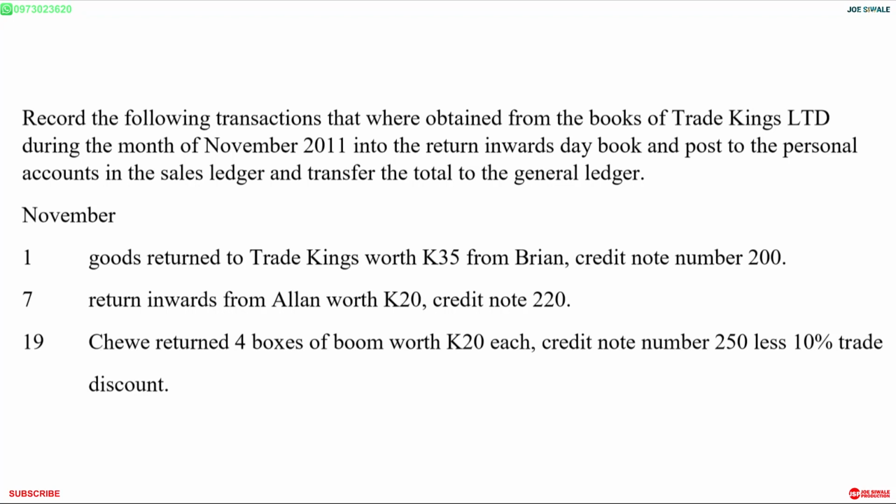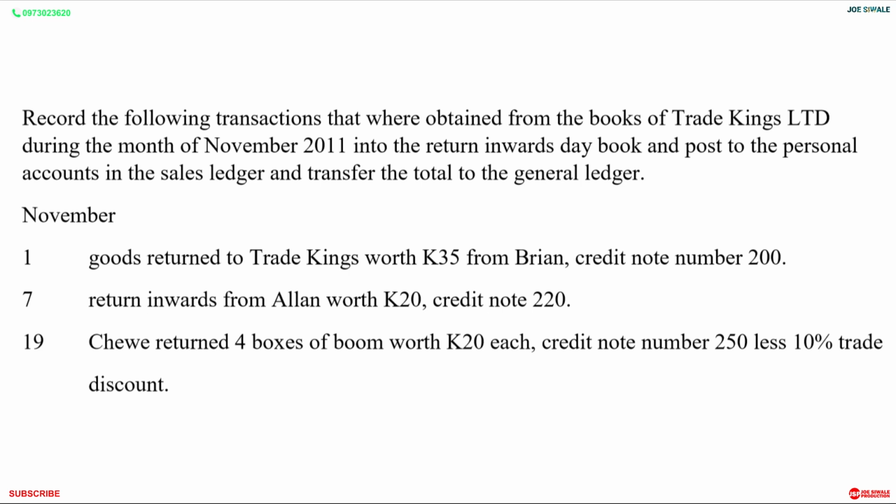So now let us look at the returns inwards daybook. So we have this example. The example reads, record the following transactions that were obtained from the books of Trade Kings Limited during the month of November 2011 into the returns inwards daybook and post the personal accounts in the sales ledger and transfer the total to the general ledger.